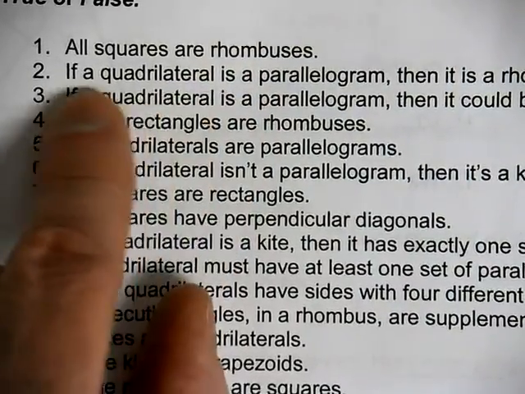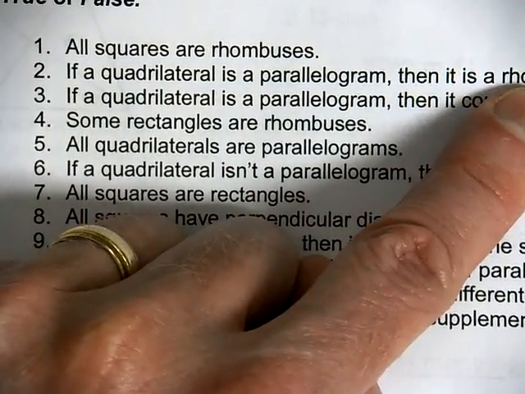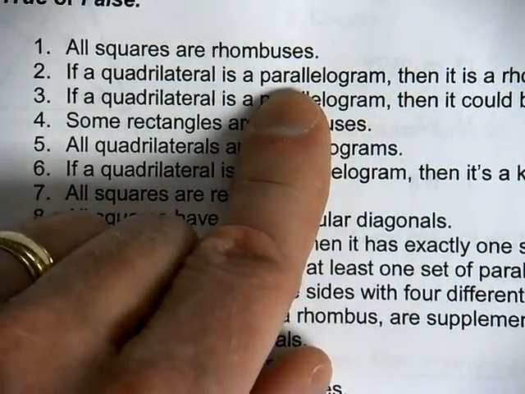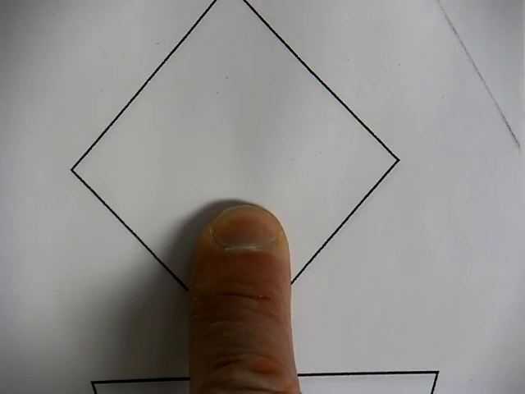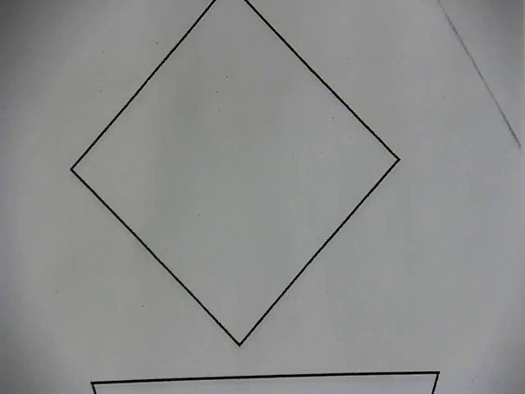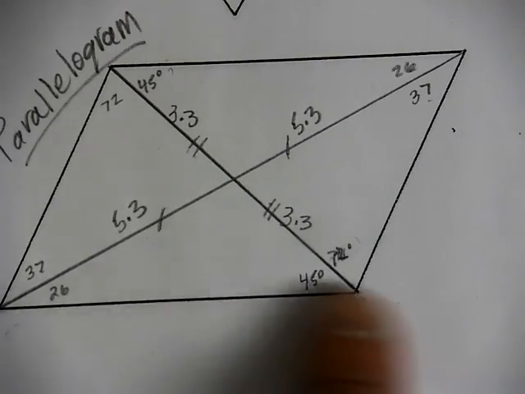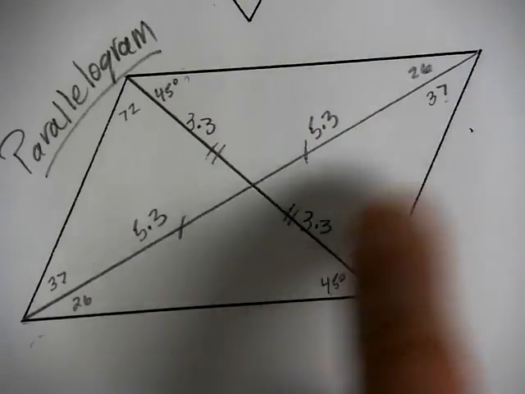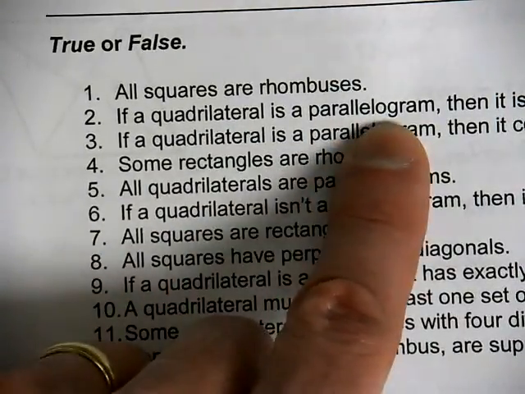If a quadrilateral is a parallelogram, then it is a rhombus. So what this is saying is that every parallelogram has all equal sides. Well, this here is a parallelogram, and yes, it has equal sides. This here is a parallelogram, and no, the sides are not equal. Opposite sides are equal, but not all the sides are equal, and that's what a rhombus is. So that would be false.